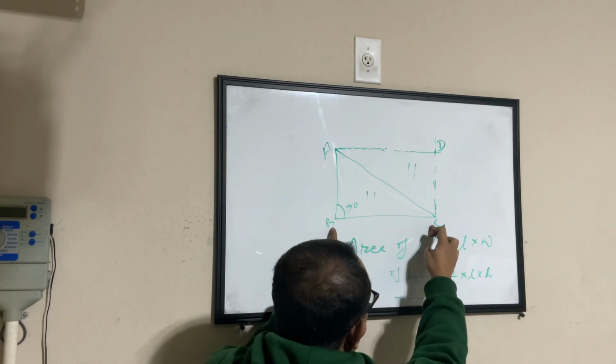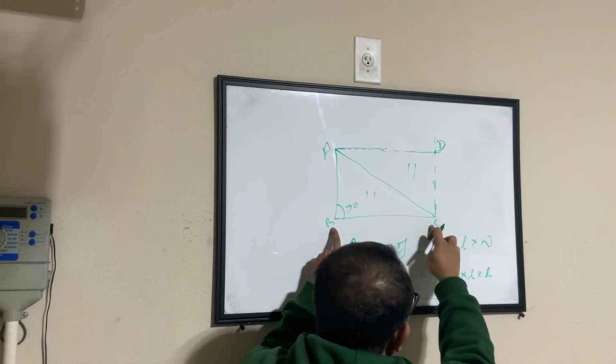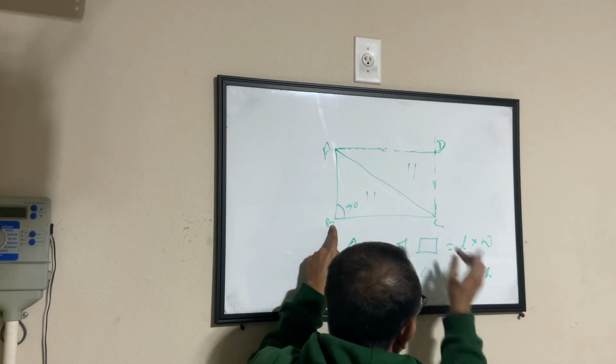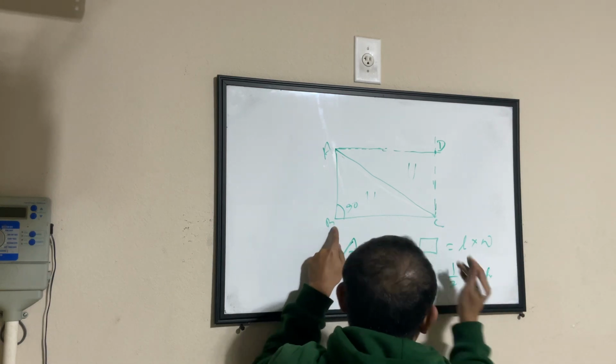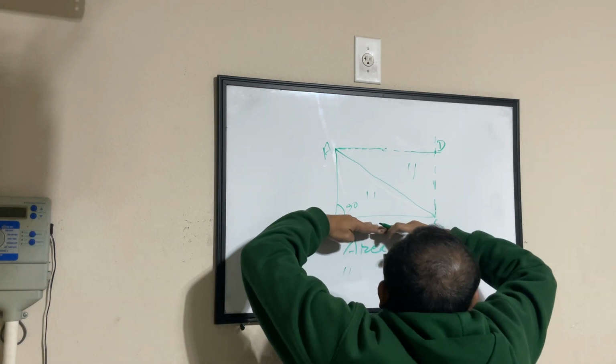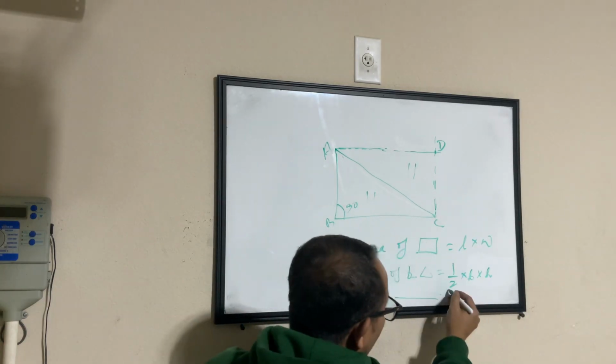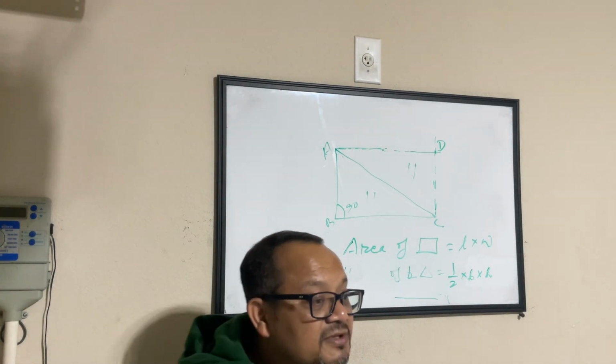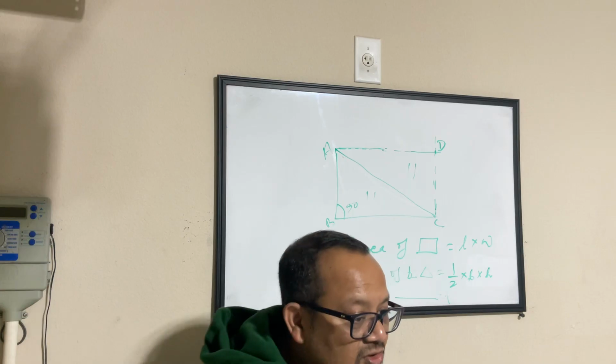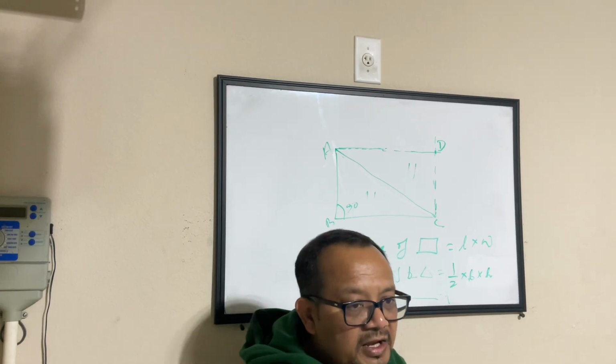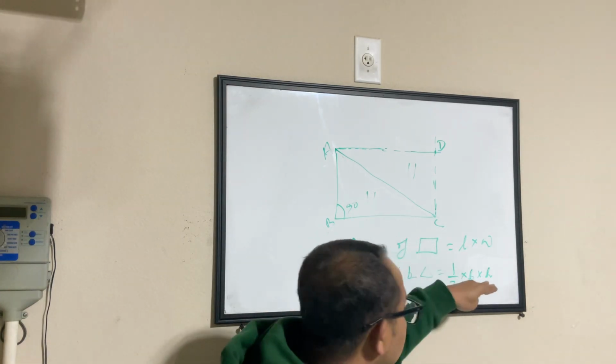And here, this is not length. In a triangle concept, this is called the base. It's like your triangle is lying on this base. So half into base into height. That becomes the area of a triangle. So area of a triangle is half into base into height.